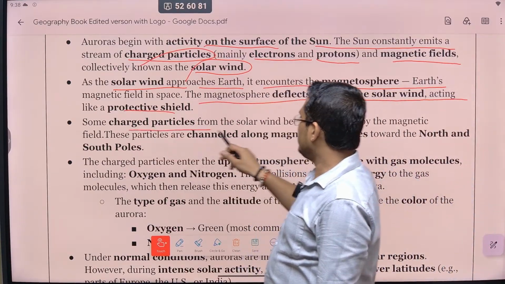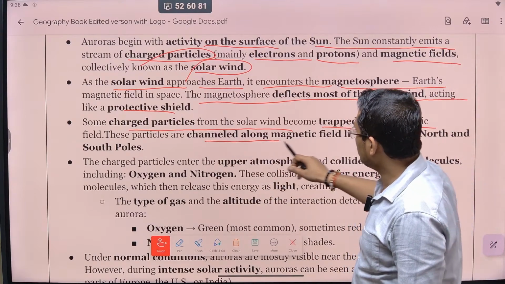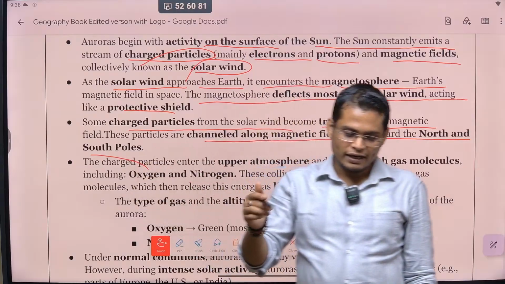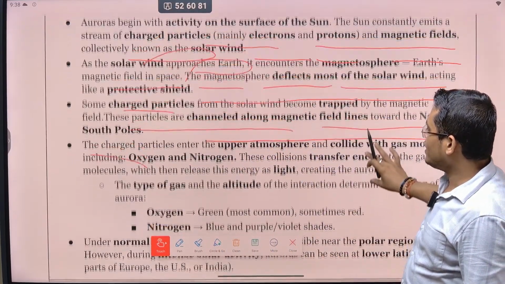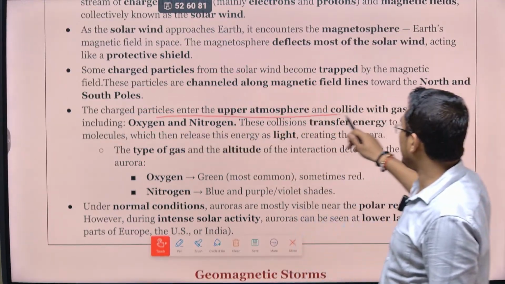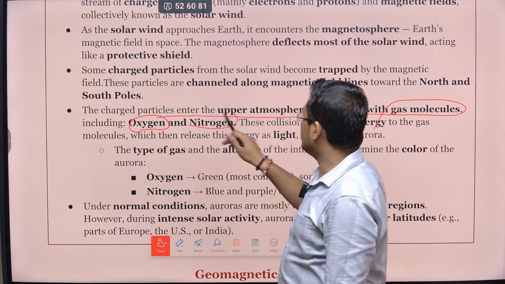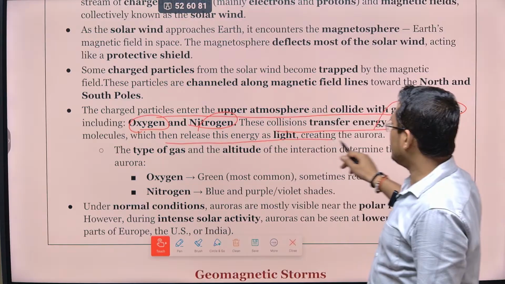Some charged particles from the solar wind become trapped by the magnetic field and channel along the magnetic field lines to the north and south pole. Some of them might enter into the north pole and south pole. The charged particles in the upper atmosphere collide with gaseous molecules like oxygen and nitrogen. This collision transfers energy to the gas molecule, which then releases energy as light.